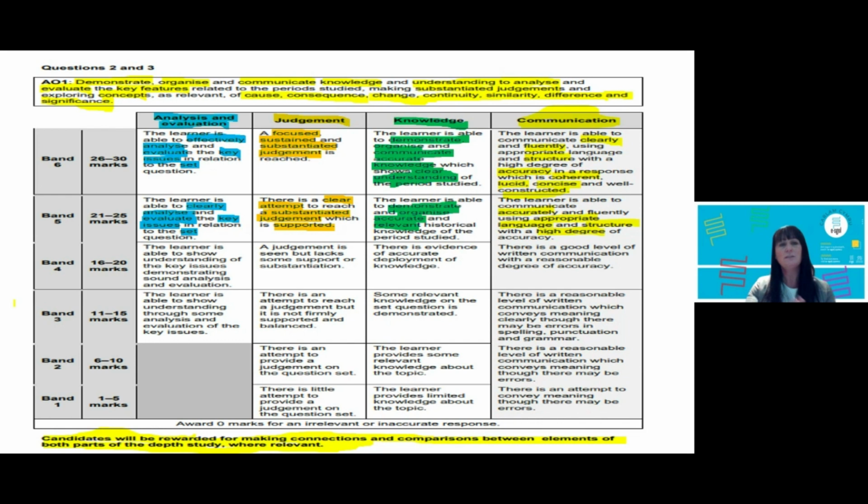So just bear in mind the top areas that you should be focusing on: analysis and evaluation, judgment, putting in the knowledge, and communicating as clearly as you can.